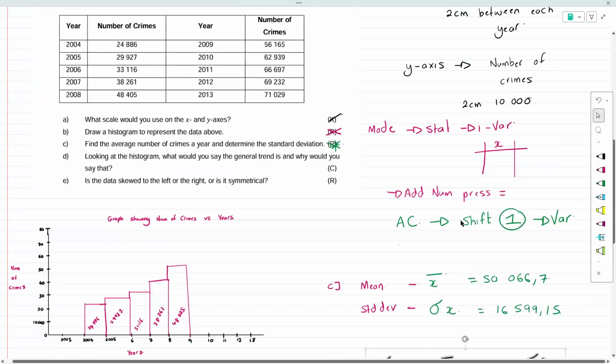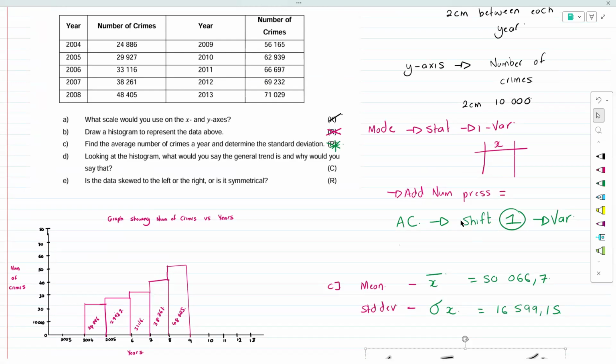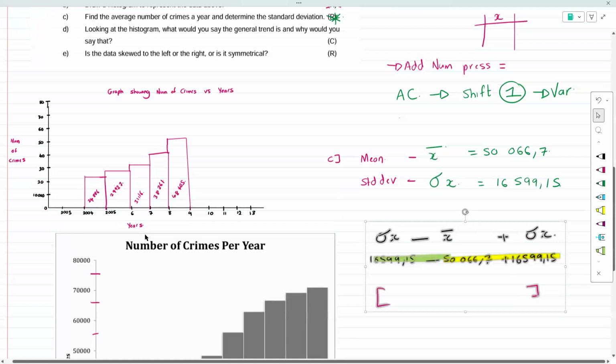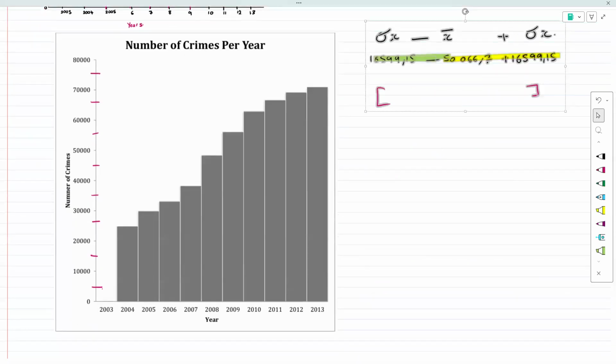For now, the next question says, looking at the histogram, what would you say the general trend is, and why would you say that? Now, if I look at the general trend of the histogram, I can see the crimes are increasing every year. So the general trend is that the number of people driving under the influence of alcohol is increasing. Why do I know that? Because the histogram is increasing. The columns are getting bigger as it moves to the right.